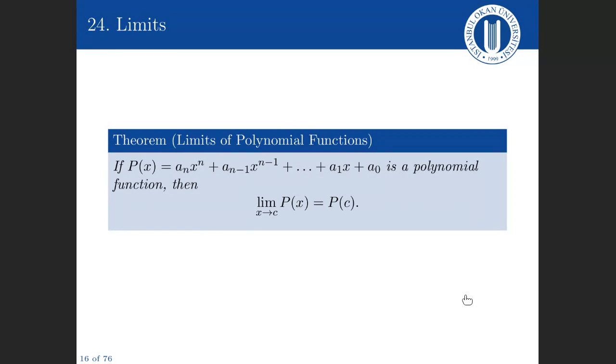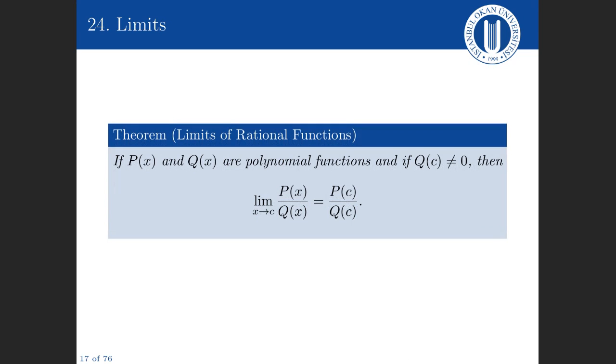Those rules are fine, but there's an easier way to find the limits of polynomials or rational functions. If capital P is a polynomial function, then we always have that the limit as x tends to c of p of x is equal to p of c. If we have a rational function, p of x divided by q of x, where p and q are both polynomials, and as long as q of c is not 0, then the limit as x tends to c of p of x divided by q of x is equal to p of c over q of c.